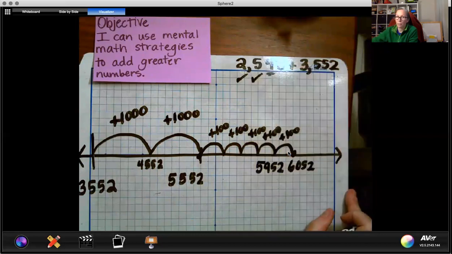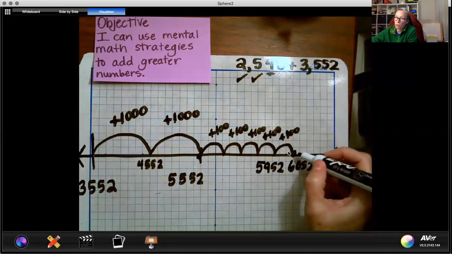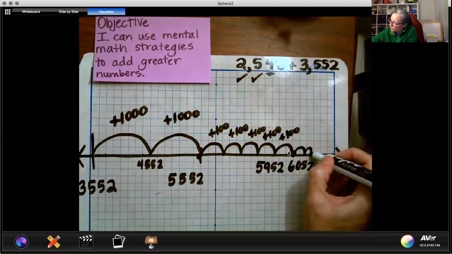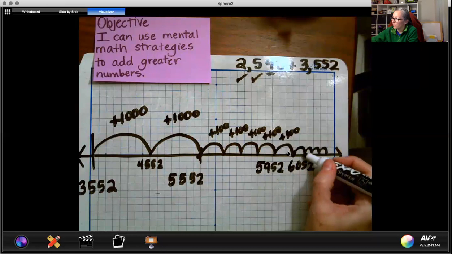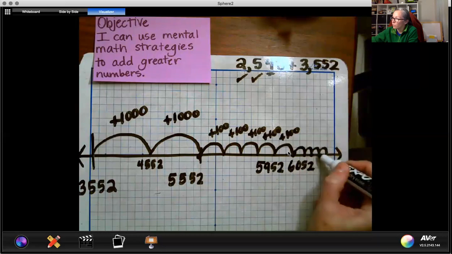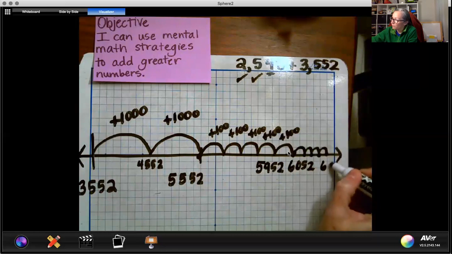Now I need to count up 40 because of the 4 in the tens place. These are going to be much smaller jumps. Yes, I'm running out of room. So I have a 5 in the tens place, and I need to jump up 4 more tens. So it'd go 6,052, 6,062, 6,072, 6,082, 6,092.